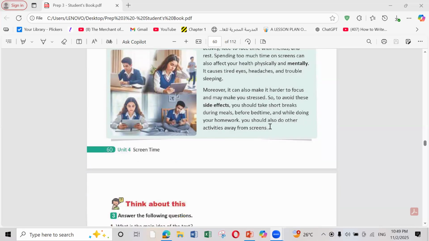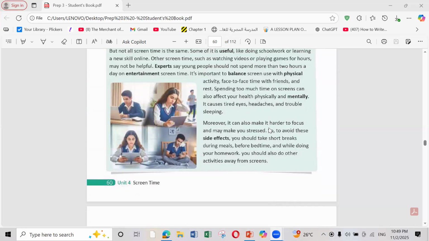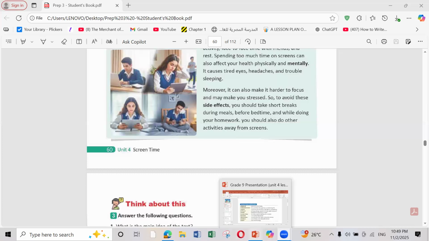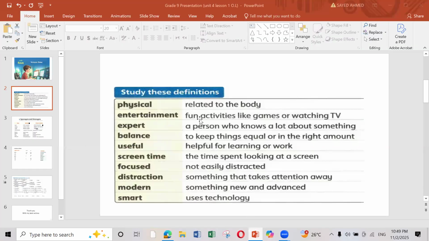I think you understood the message, but before we answer these questions, let's have a look at this PowerPoint and find out together about the meanings of some of the words which are included inside this text. First word here we have physical. It's related to the body. Entertainment. Fun activities like games or watching TV.